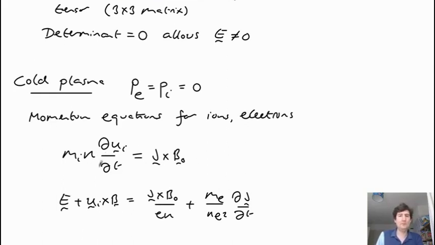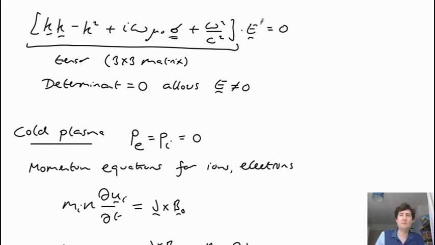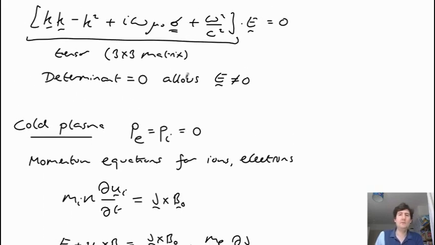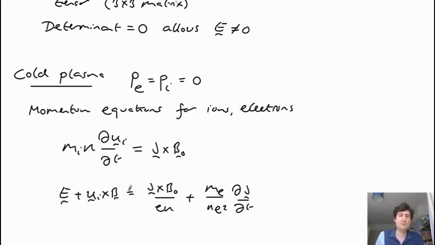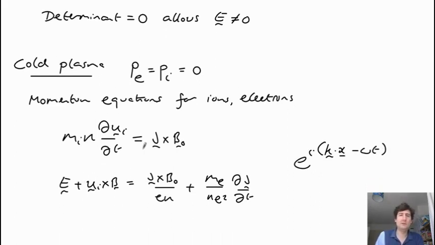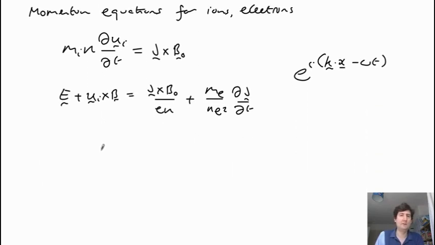Okay, so we're going to solve these two equations to work out what the current is and how the current depends on the electric field. The electric field is coming from this wave, and then we need an expression for this conductivity, which relates the currents to the electric fields. We do the same thing as before. We assume solutions like e to the i k dot x minus omega t, and make the same substitutions as we did earlier for Maxwell's equations.